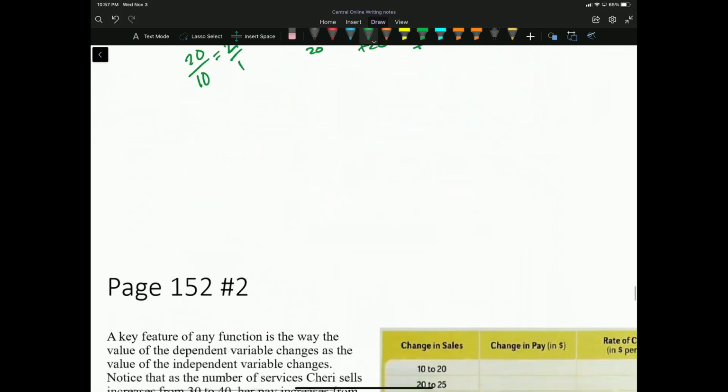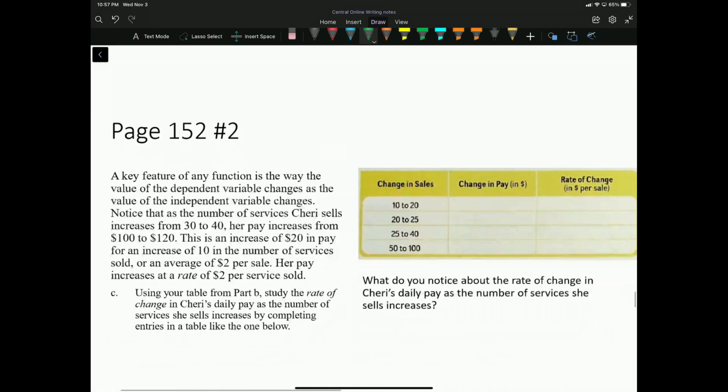All right, so we're going to talk about another type of table, right? The key feature of any function is the way the value of the dependent variable changes as the value of the independent variable changes. Notice that as the number of services Sherry sells increases from 30 to 40, her pay increases from 100 to 120. This is an increase of $20 in pay for an increase of $10 in the number of services sold. We wrote 20 over 10 and we divided that, which is $2 per sale. Her pay increases at a rate of $2 per service sold.